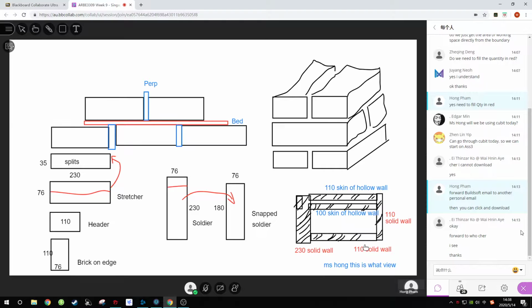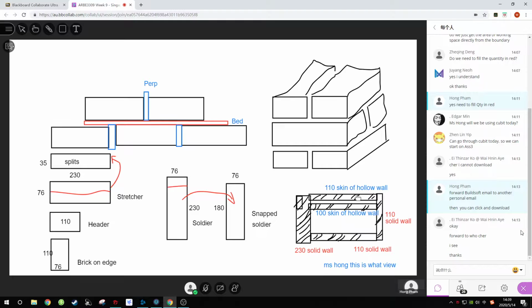So if you have this kind of brick wall, this is on the plan view. I don't have door and windows, just a room. So if it's a plan view that you have, this is 230 solid wall, 110 solid wall, 110 solid wall, and hollow wall here. So how many items will you have?